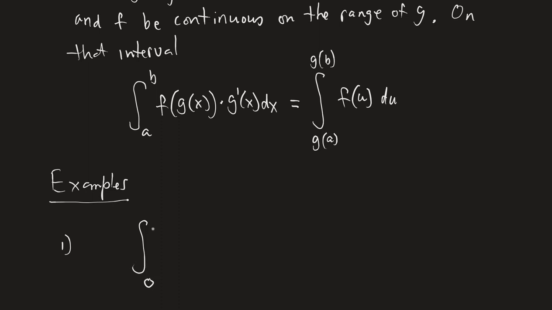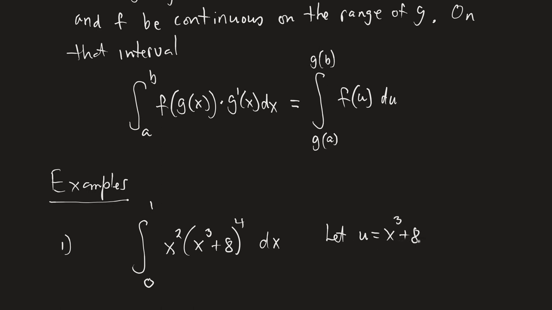So let's say this one goes from 0 to 1, and then the function is something like x squared times x cubed plus 8, to the 4th power, and then we have dx, right? Okay, so the first step in any substitution problem is to write down your u. I think this one we can see is clearly x cubed plus 8. So we're going to let u equals x cubed plus 8.